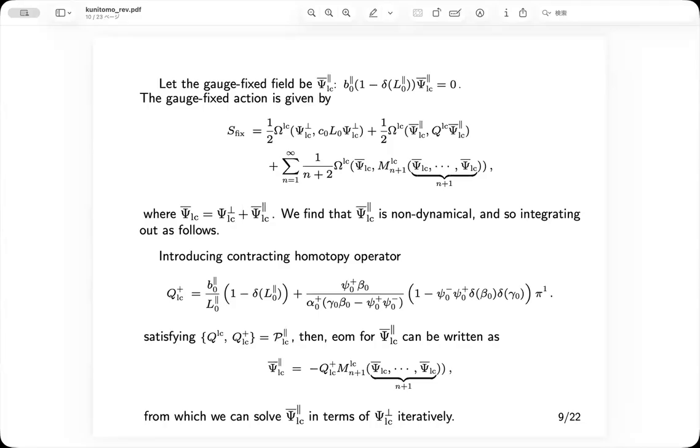This is non-dynamical, and so we integrate it out as follows. By introducing a so-called contracting homotopy operator, in the language of homotopy algebra, satisfying this triviality inverse relation, the equation of motion of the longitudinal part of the gauge-fixed field can be written in this form. The left-hand side is the longitudinal part of the field. Then from this, we can solve the longitudinal component completely in terms of the physical field iteratively. So we can integrate out this longitudinal part.